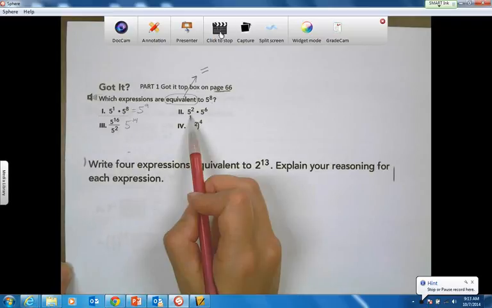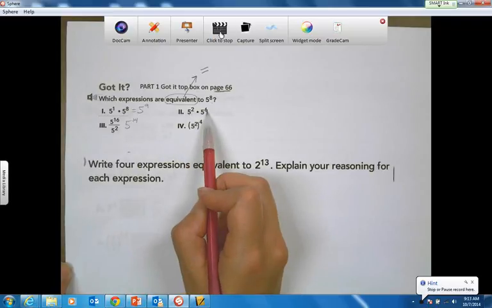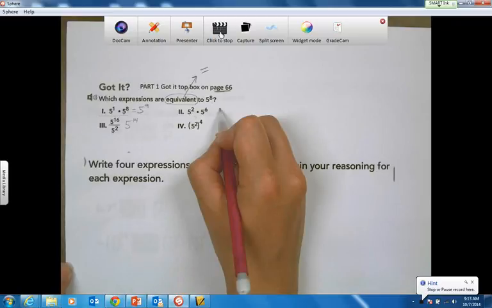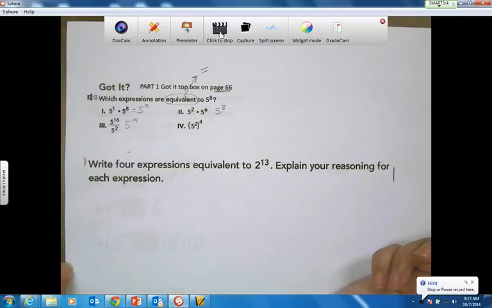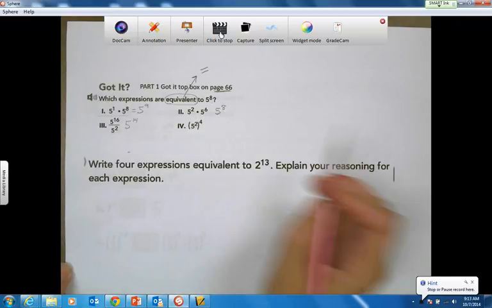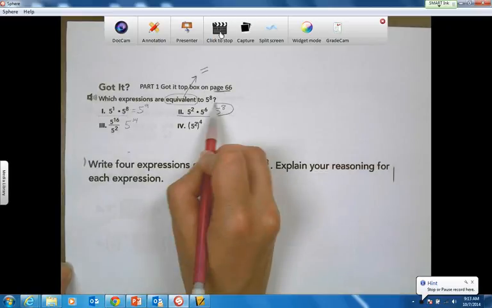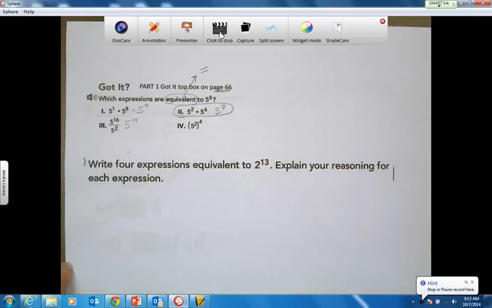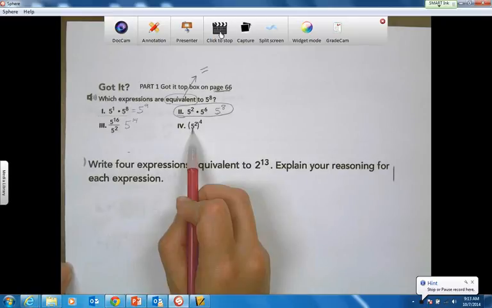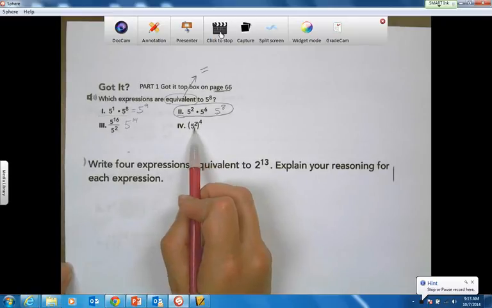Alright, so the second part that I want you to try, now that I've gone through this with you: can you write 4 expressions that are equivalent to 2 to the 13th? So I want you to try to write 4 of these in that same box. Use this as your sample. See if you can write me 4. So go ahead and do that right now.